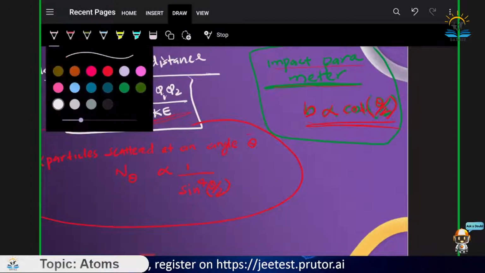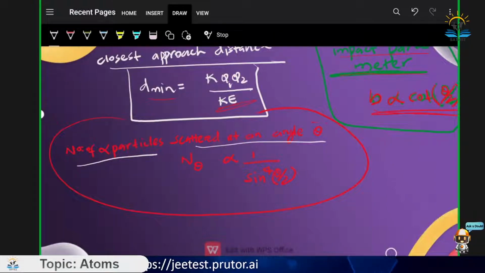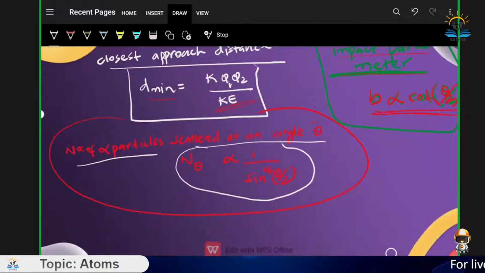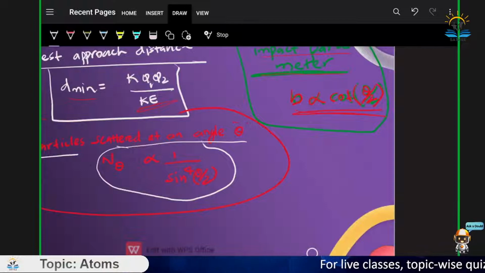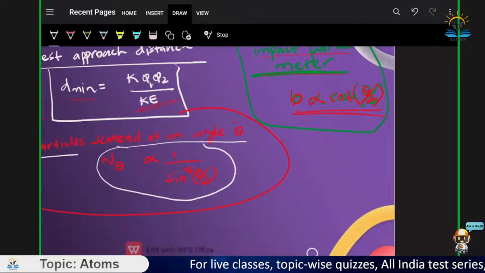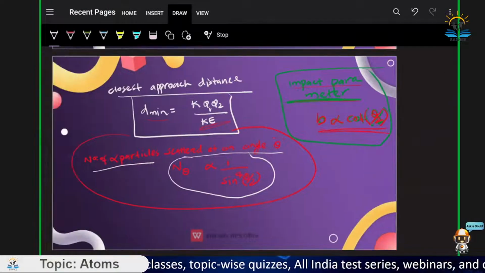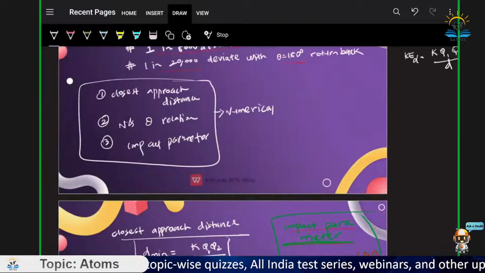The third one is the number of alpha particles scattered, n, at an angle theta. It is inversely proportional to sine raised to 4 theta by 2. So impact parameter is directly proportional to cot theta by 2, and the number of alpha particles scattered at an angle theta is inversely proportional to sine raised to 4 theta by 2. These are the 3 parameters for numericals from the alpha particle scattering experiment.